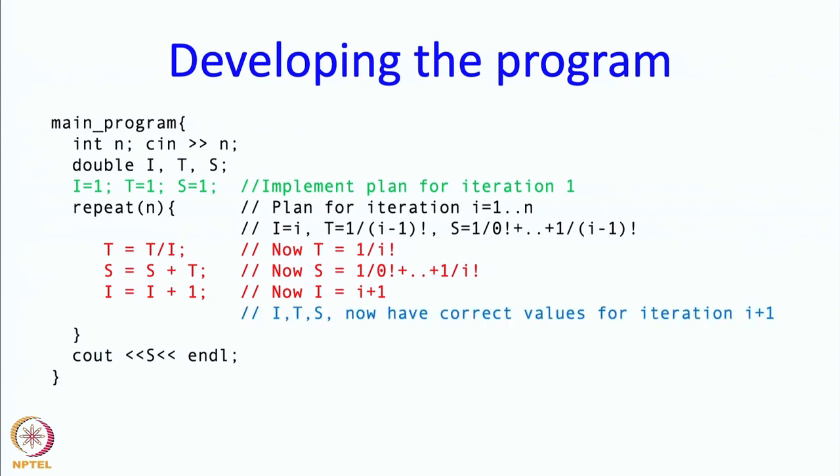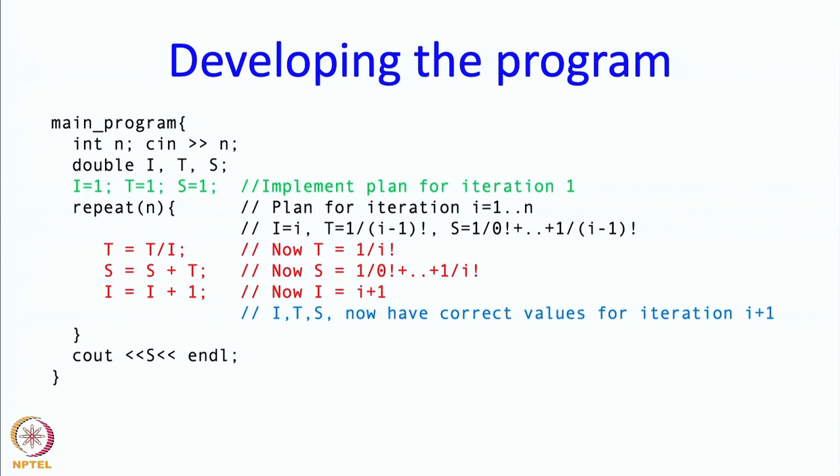So with these three assignments, you can see that I, T, S now have the correct values for the next iteration. So our work in this iteration is done, but not only that, T, S and I we have changed so that they have the correct value for the next iteration. Why is that?